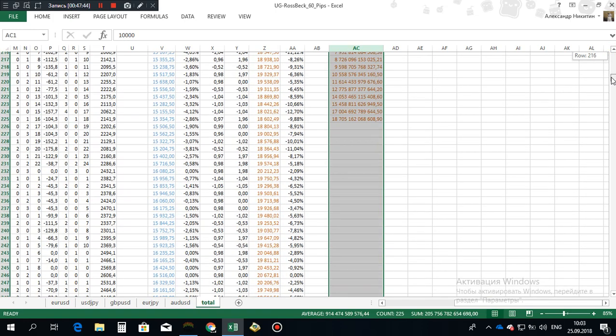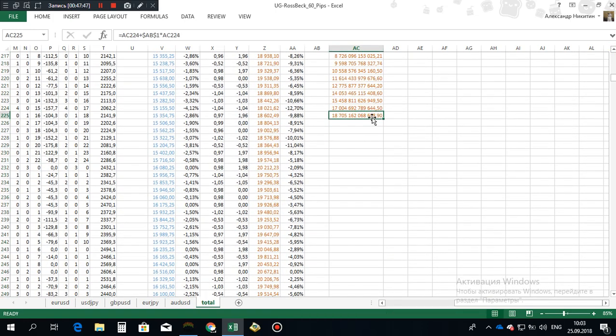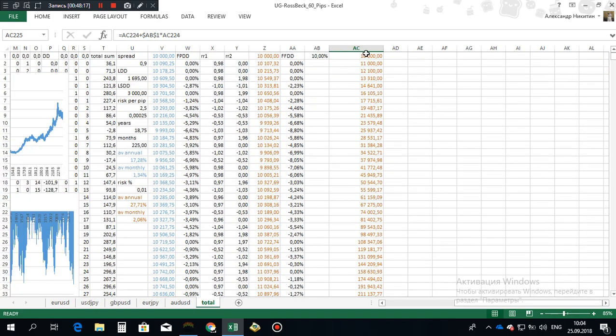It is a bit less, but still, thousands, millions, billions, trillions, quadrillions, 18 quadrillions, 705 trillions, 162 billions, and 68 millions, 608. So 18 trillions. I don't know anybody having 18 trillions right now.